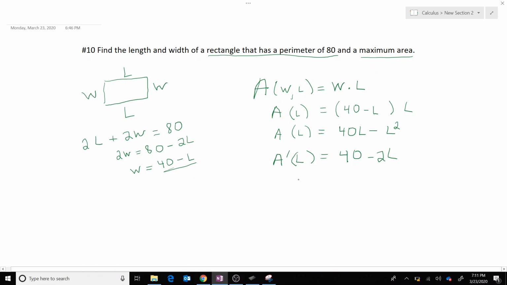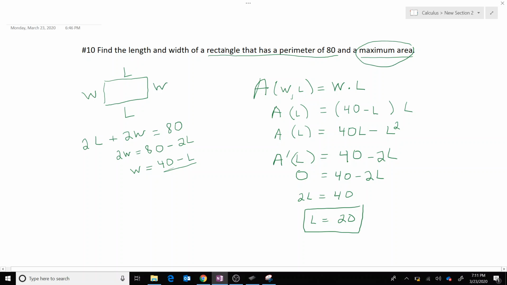Again, if I'm trying to find the maximum or the minimum, what I'm going to do is set the derivative to 0, and I'm going to solve. So let's add 2L to both sides. Let's divide both sides by 2. And apparently when my length is 20, I actually have a maximum area.